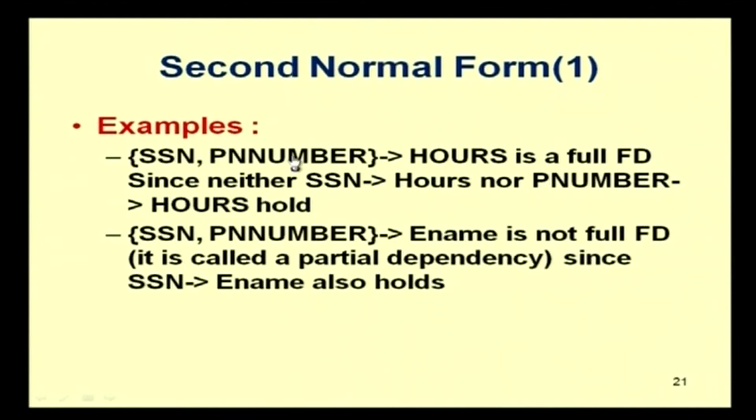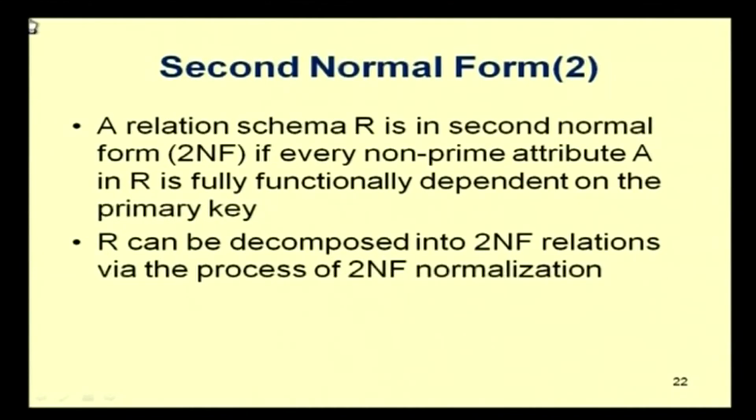So, this is a full functional dependency, while SSN, P number determines E name is not a full dependency. It is only a partial dependency, because if you remove P number, SSN going to E name still holds. Remember, this is an employee name. So, this functional dependency is not a full functional dependency, while this one is a full functional dependency.